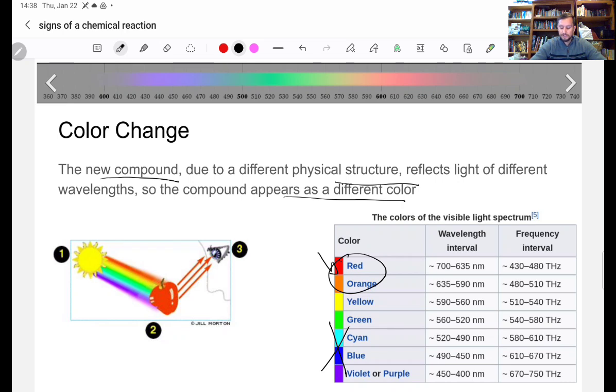Whereas if the object appears green and blue, then it is reflecting green and blue and it is absorbing the reds and oranges. So you see the light that is entering your eye from the object.